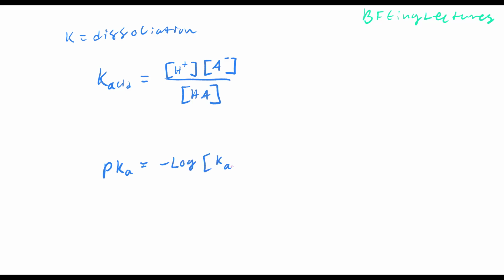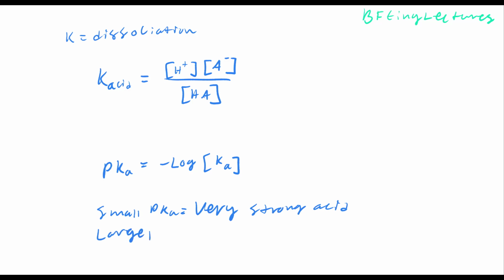Typically you're going to have a table, or you're going to memorize a little bit of the Ka values, and you can derive the pKa. Because again, small p means negative log of something. And here we're going to have a relation. A small pKa is equal to a very strong acid, and a large pKa is equal to a very weak acid.